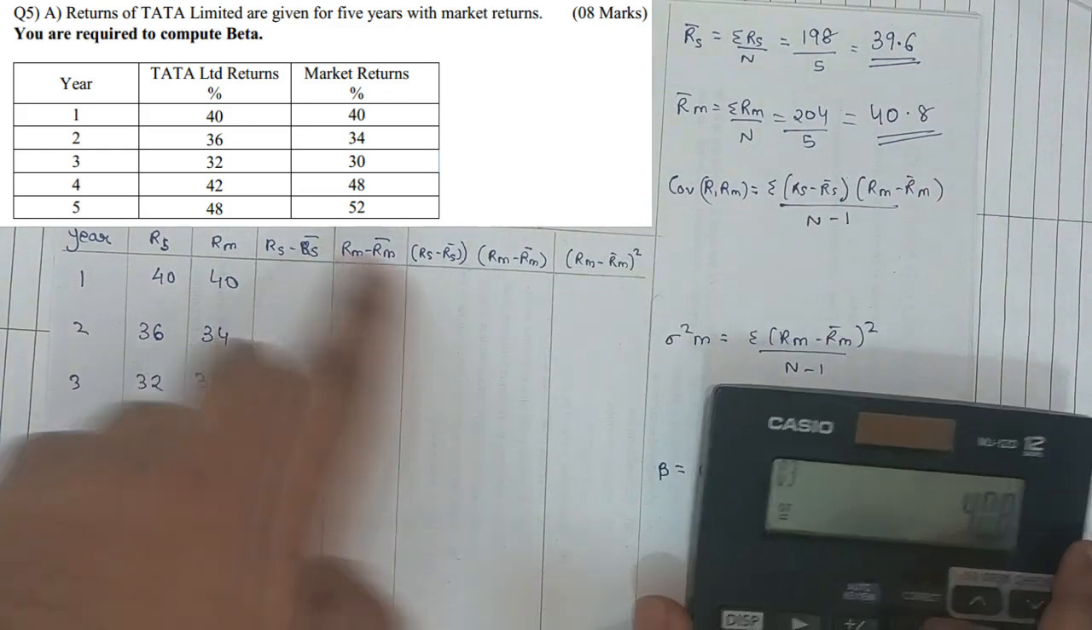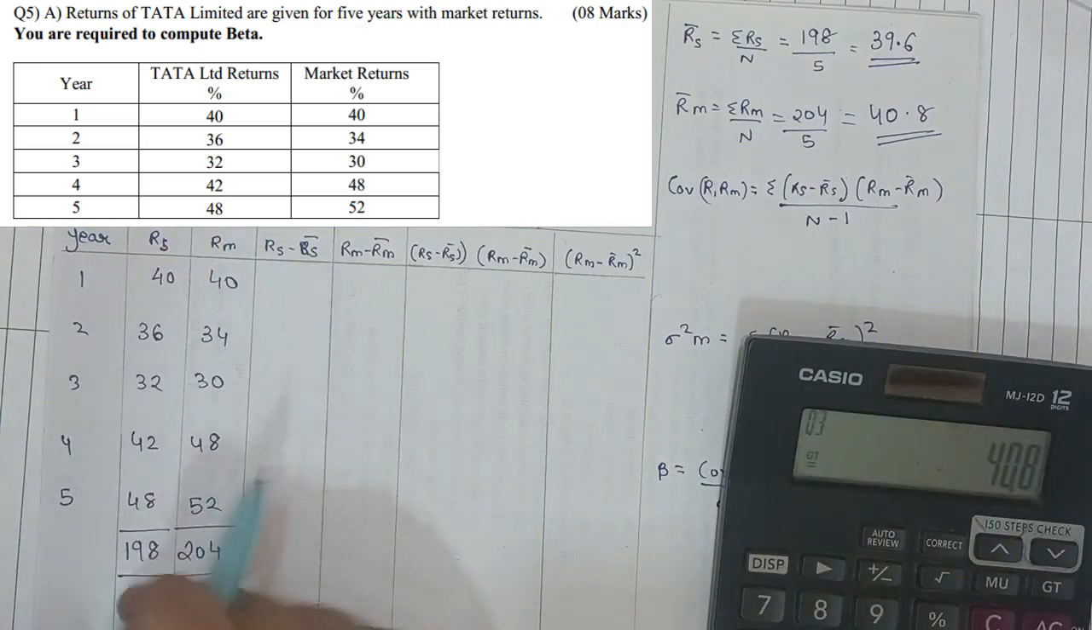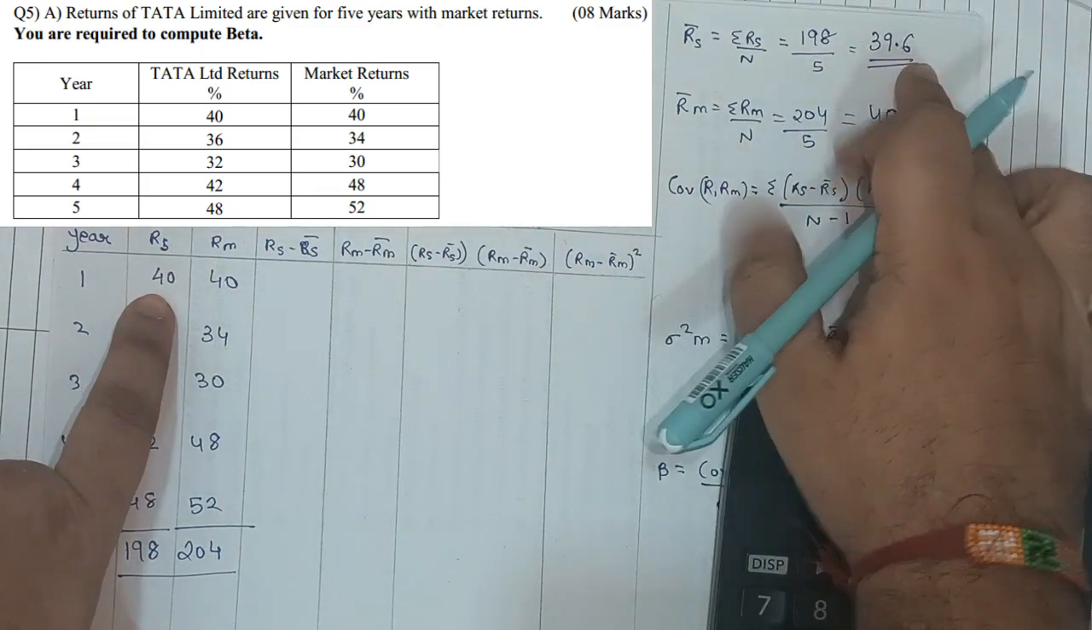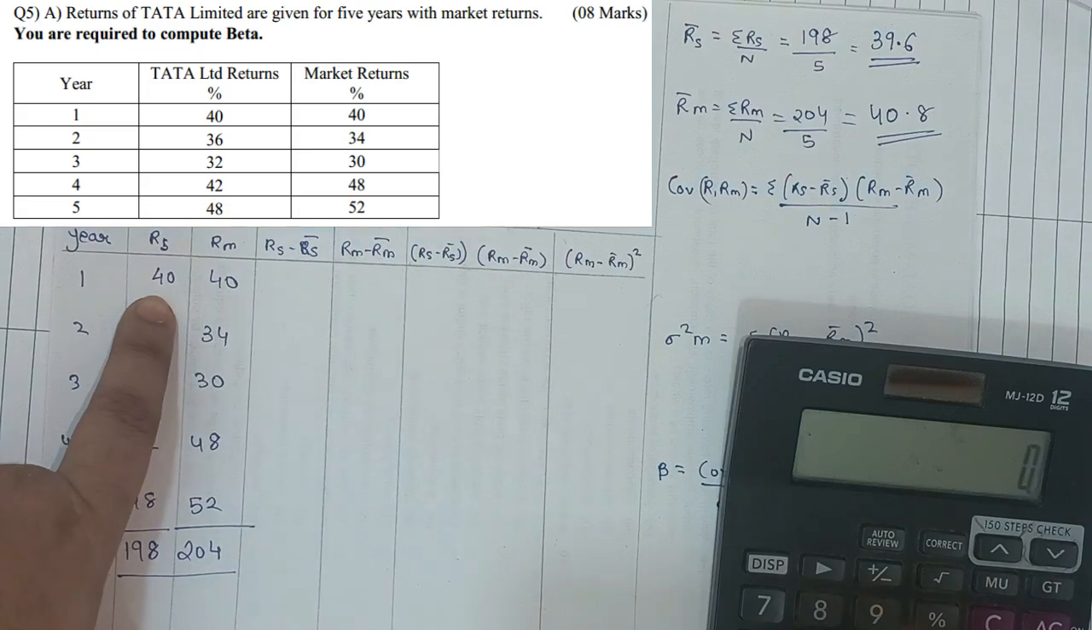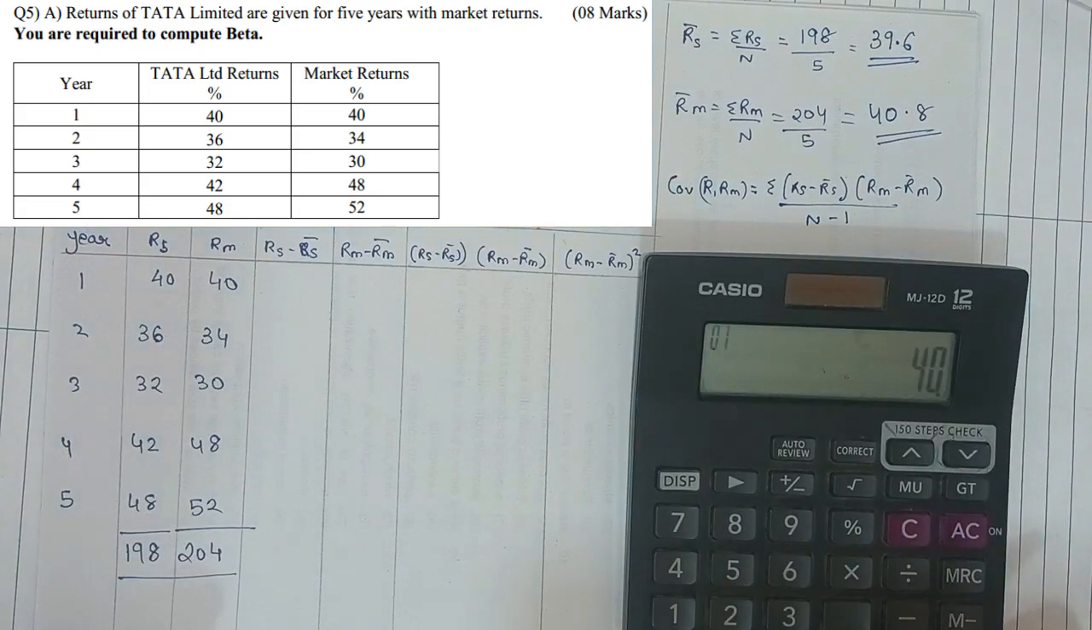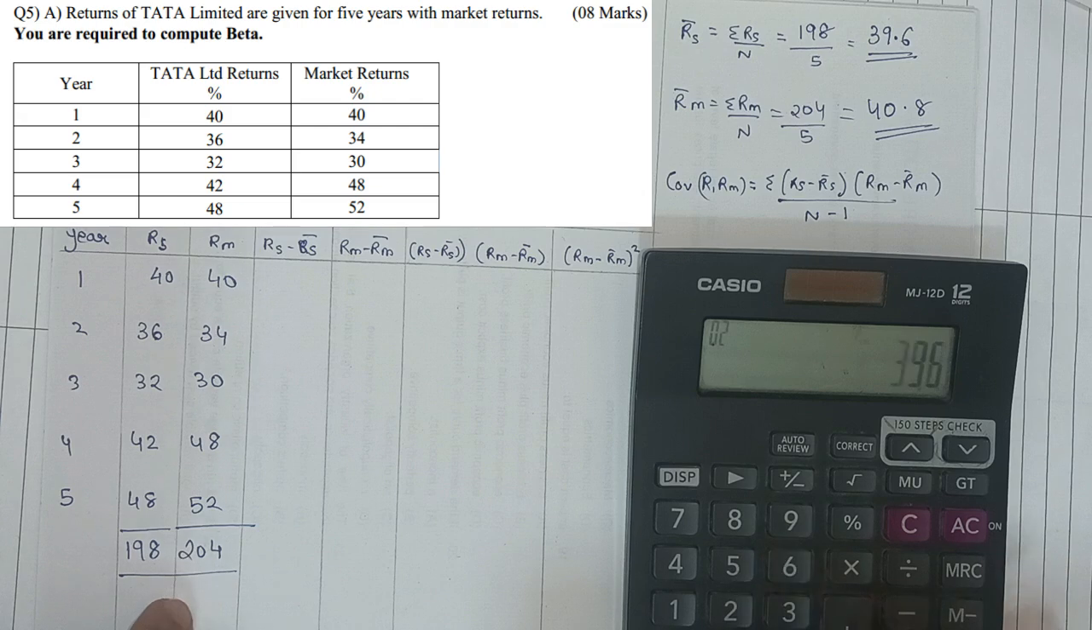The next is RS minus RS bar. So RS 40 minus 39.6. I'll write here, 40 minus 39.6 is 0.4.